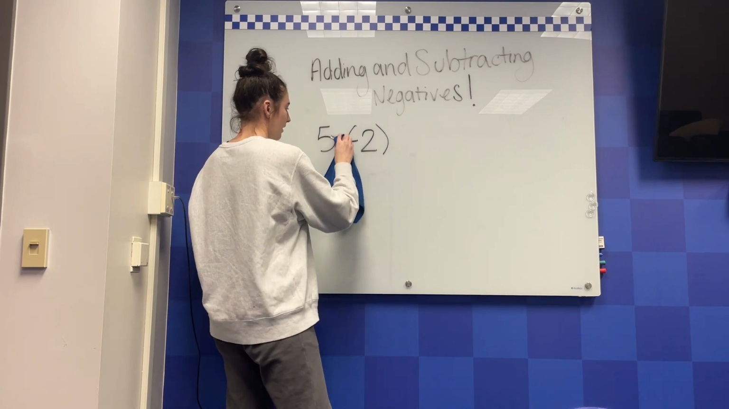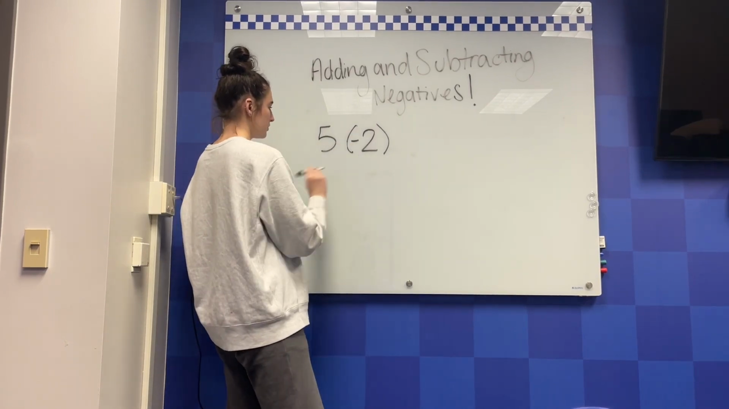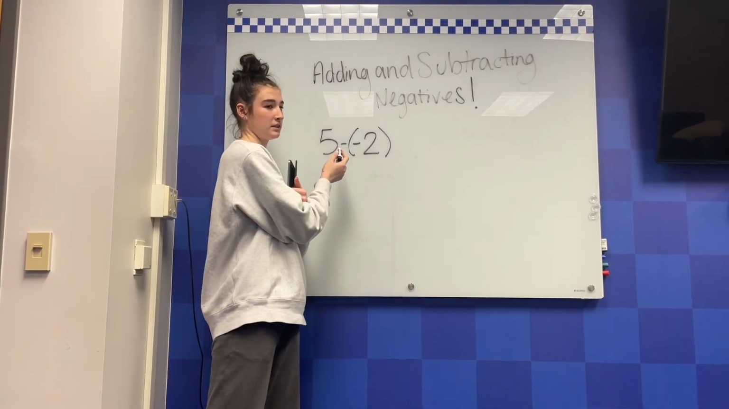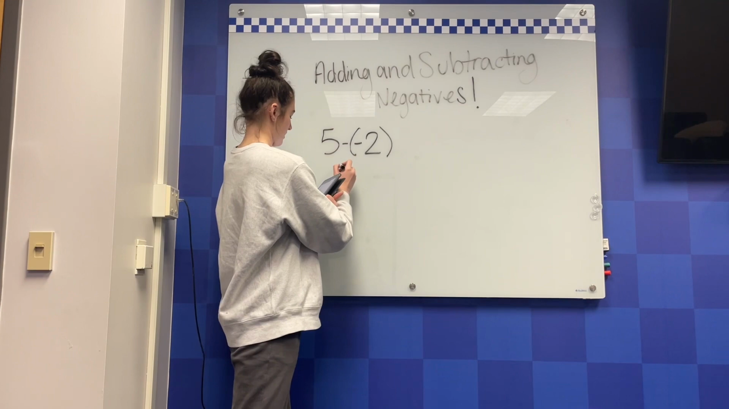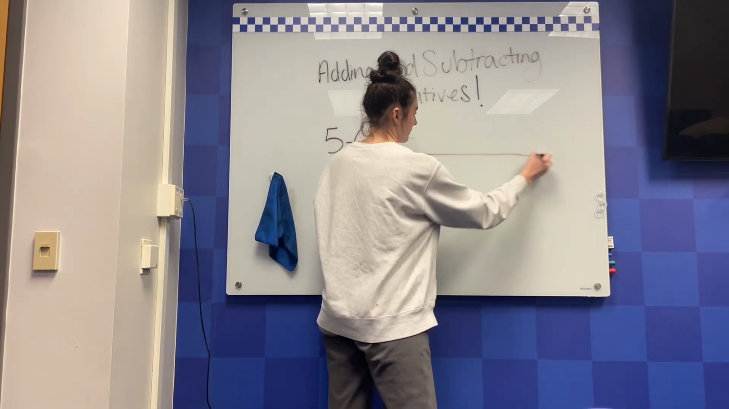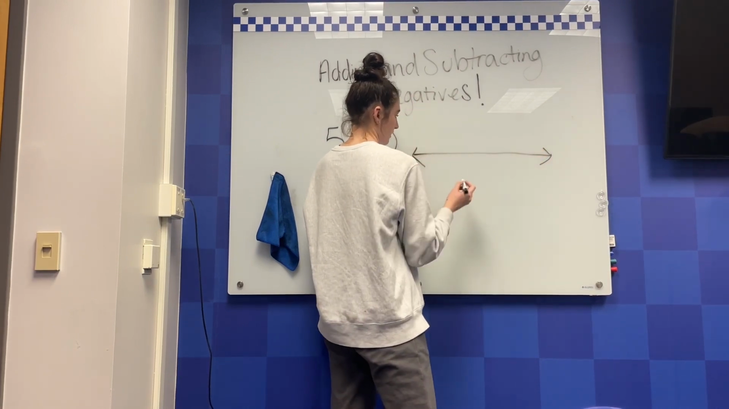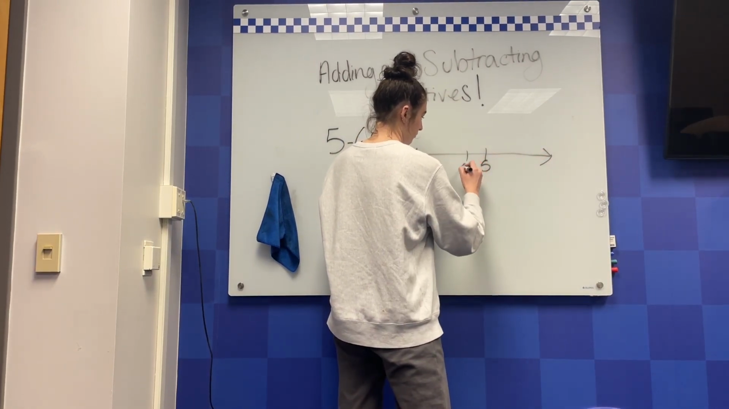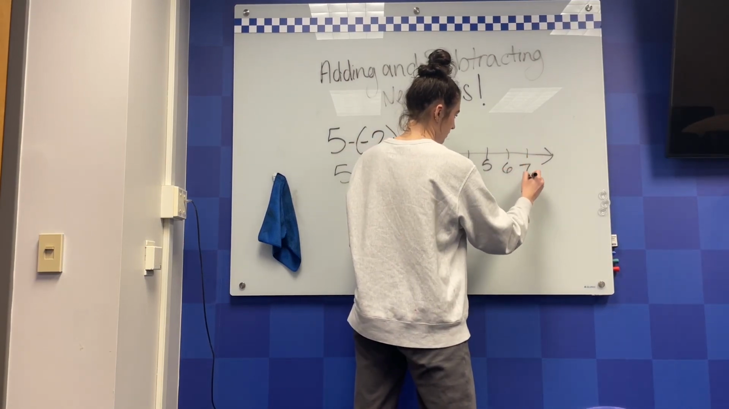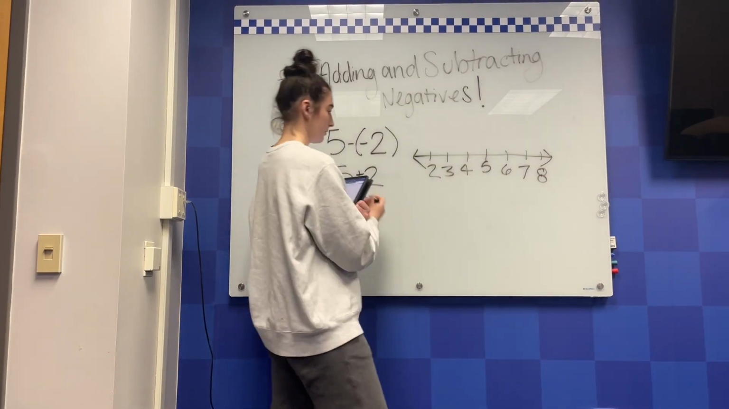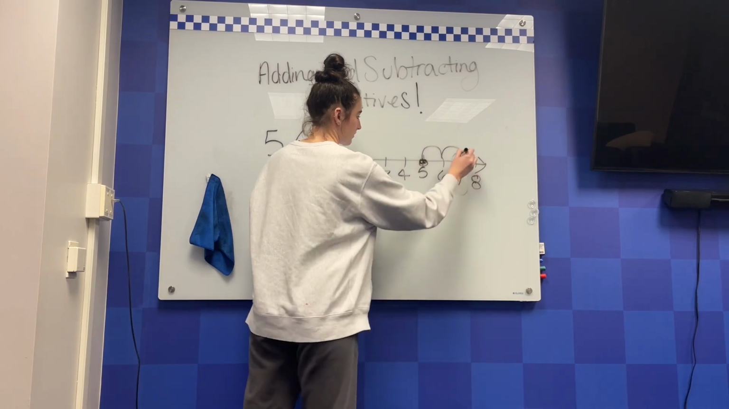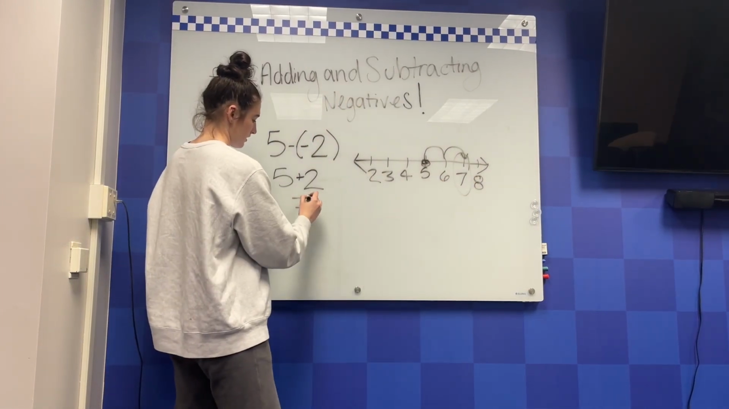We're going to do the same problem, except we're going to subtract the negative. So again, what is the rule for subtracting a negative? It turns into 5 plus 2. So on our number line, we're going to put 5, 4, 3. So when we add 2, start at 5, 1, 2. So our answer would be 7.